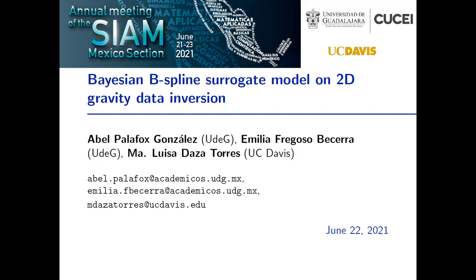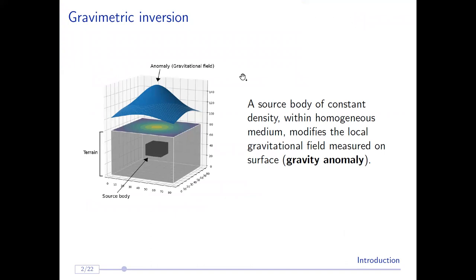Okay, so let's consider this phenomenon. We have an object that is called a source body, and this source body is in the subsoil. Let's assume that this terrain or this domain is composed of a homogeneous medium. Because of the density or the mass of this source body, the local gravitational field is affected and produces a field that is called an anomaly, a gravity anomaly. When we are on the surface of this terrain, we observe this anomaly, and that's the phenomenon.